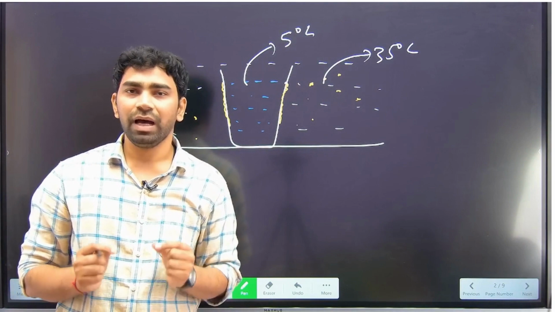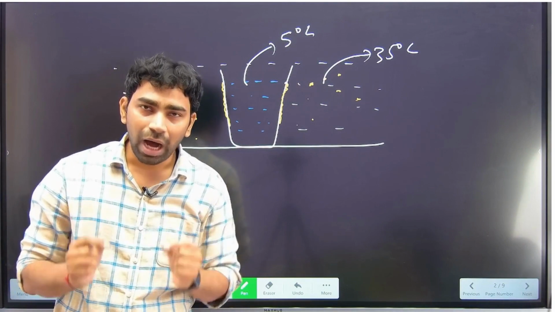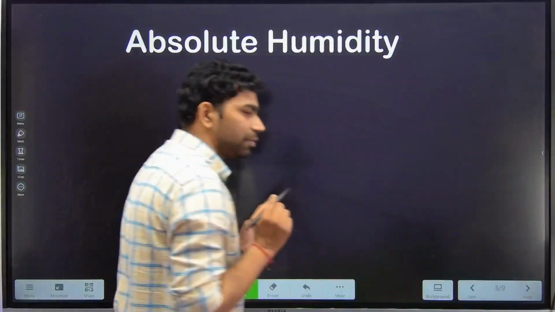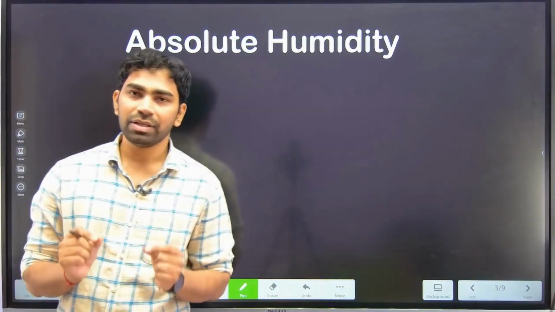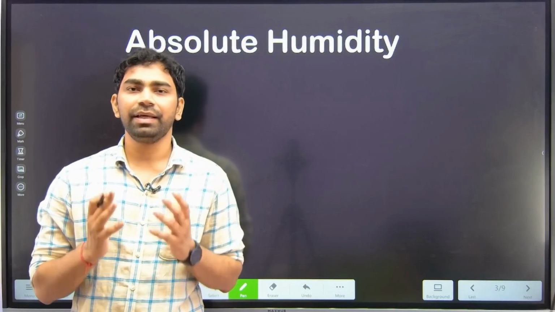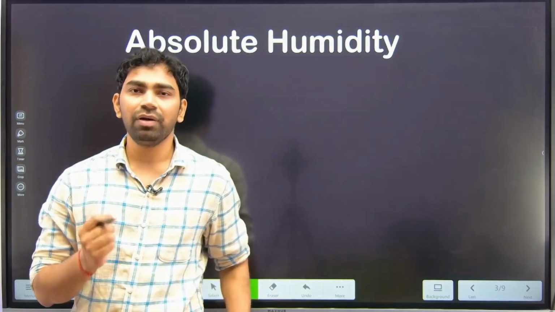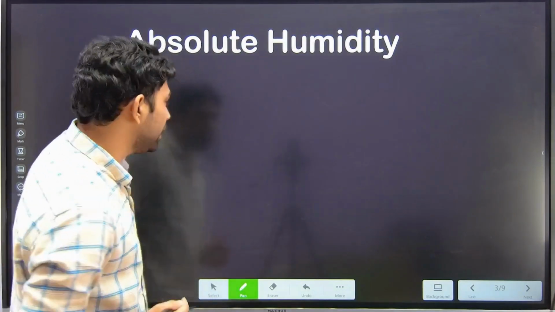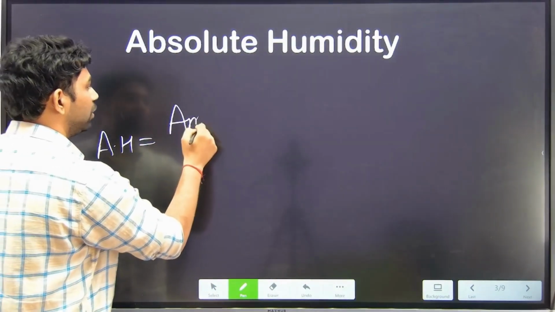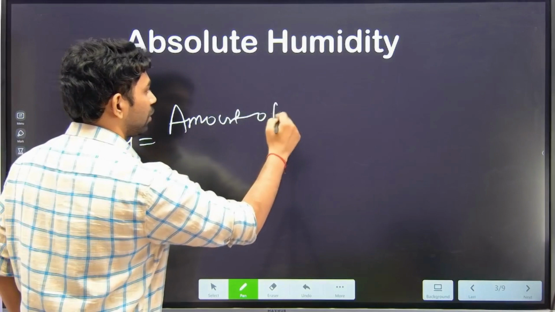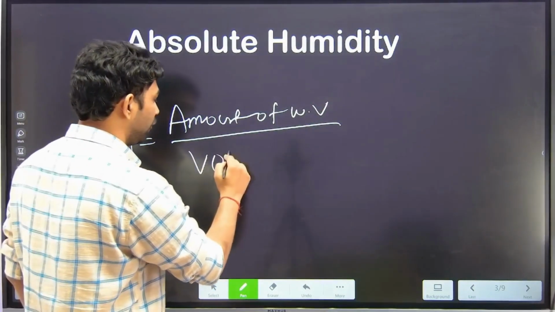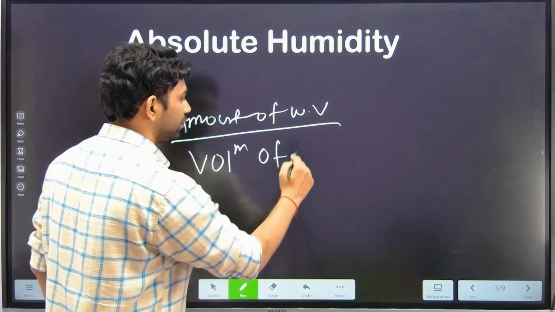Okay, now we are going to understand into how many methods we can measure it. So the first method is absolute humidity. Now listen carefully. This is the amount of water vapor present in a given volume of air. So here the word volume is important. If I write it on a board: absolute humidity is the amount of water vapor present in the given volume of air.